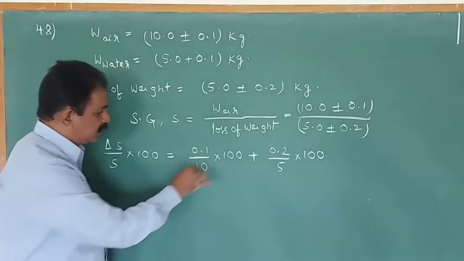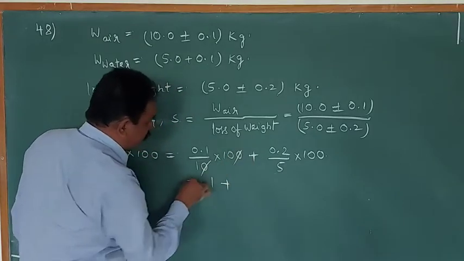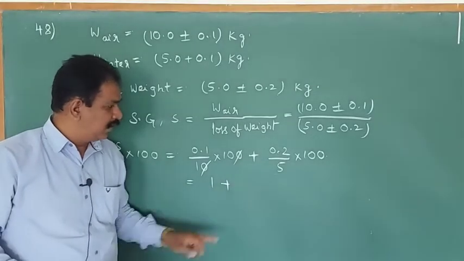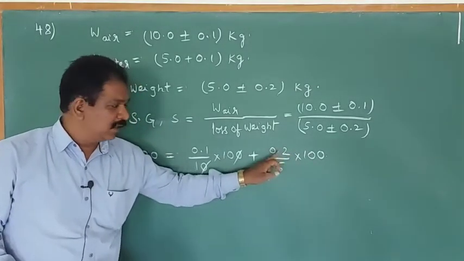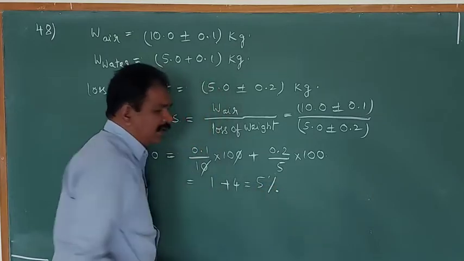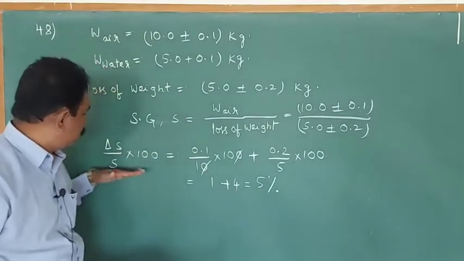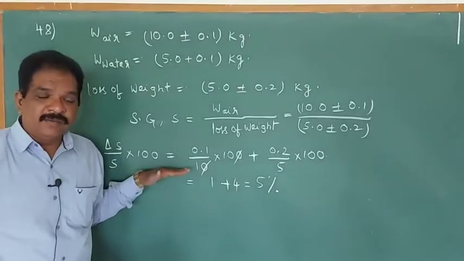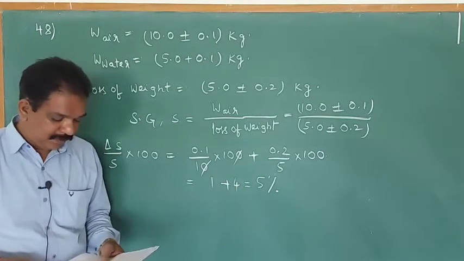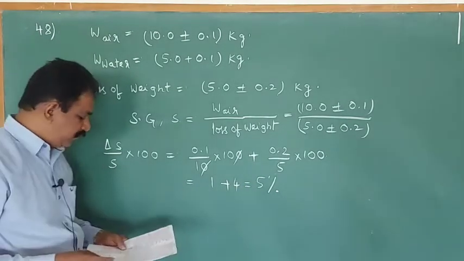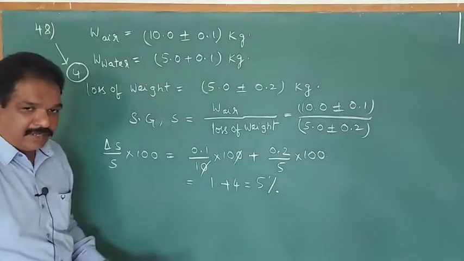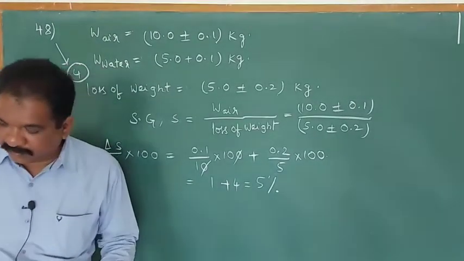If we calculate, this will be equal to 1. 0, 0 will cancel. 0.1 into 10 means 1. 5 twos... 5 20s will cancel. So 2 into 2 it will be 4. So this value is equal to 5%. So the percentage error in the measurement of specific gravity is equal to 5%. Okay, so the option for this will be the fourth option. Okay, next, 49, you see.